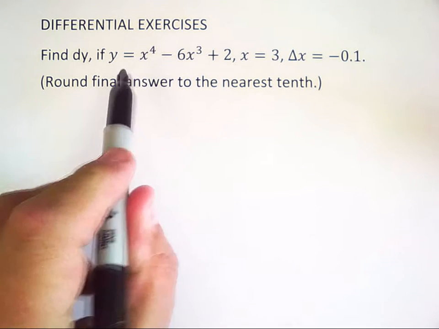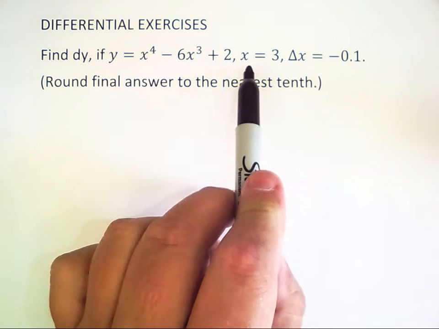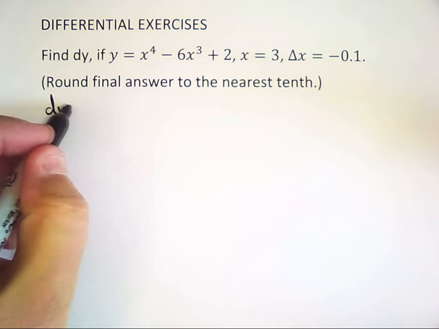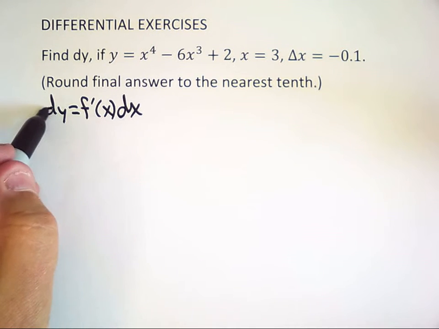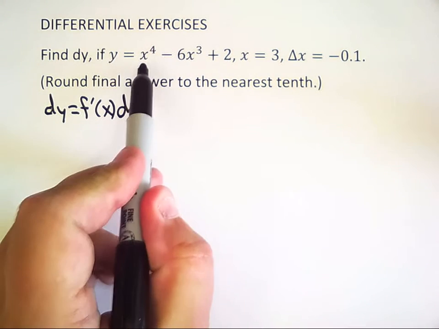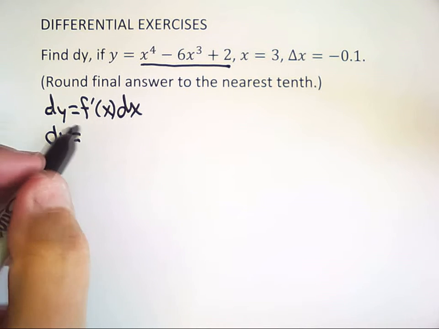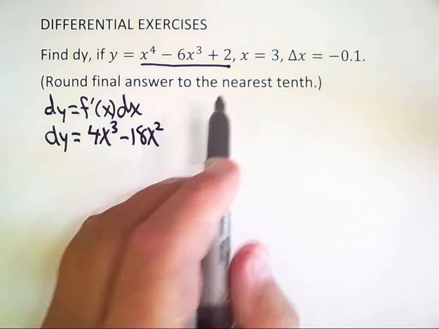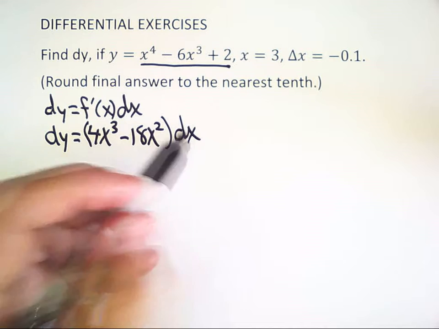Find dy if y equals x to the fourth minus 6x cubed plus 2, and x is equal to 3, and delta x is equal to negative 0.1. First step, of course, is to write down the formula for the differential dy. dy is equal to f prime of x dx. F is a simple polynomial function, so its derivative will be easy. 4x cubed minus 18x squared, of course the derivative of 2 is 0, times the differential dx.